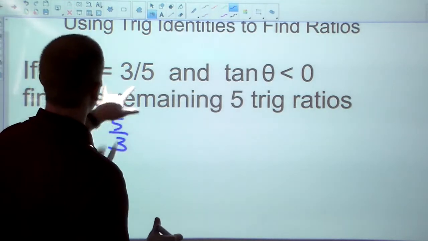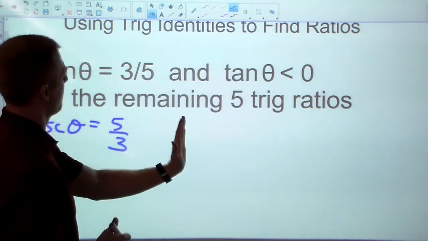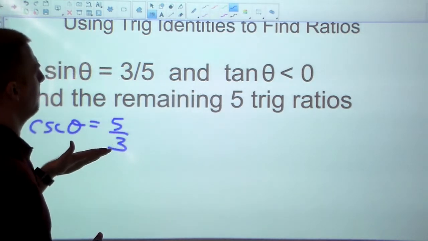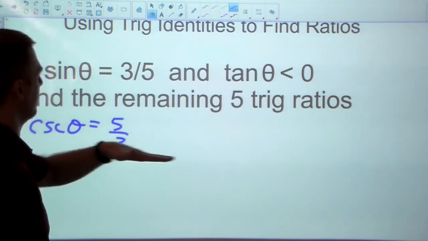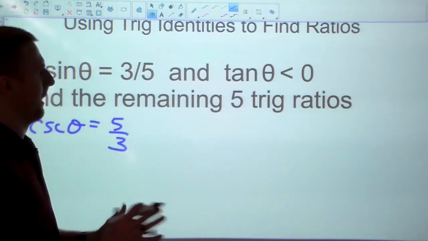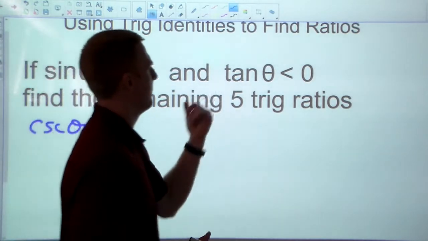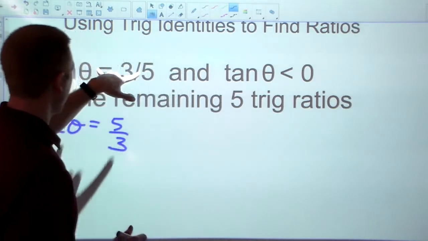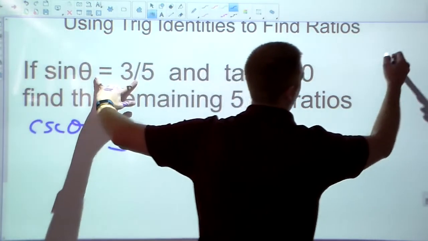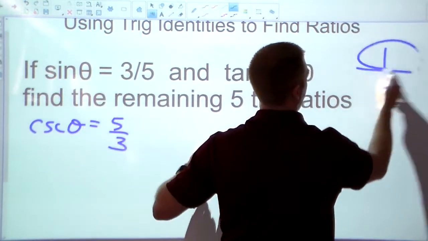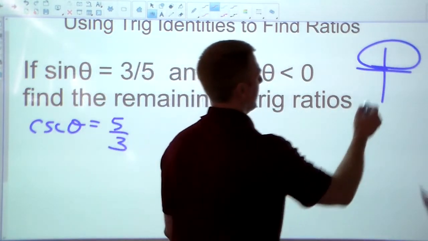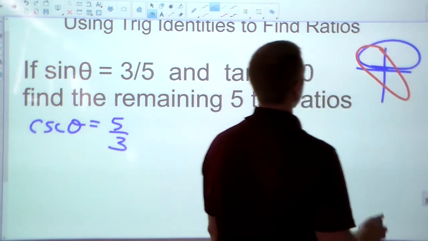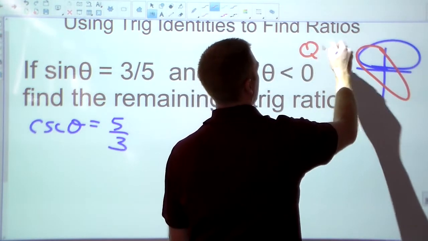So enough about that. We're going to get a triangle with an opposite side of 3, a hypotenuse of 5. And if you know where that's heading, that's going to give you a 4 for your adjacent side. But we can figure that out with the Pythagorean theorem. Tangent's got to be negative. So we've got a sine that's positive. Sine's positive in the first 2 quadrants. You've got a tangent that's negative. Tangent's negative in these 2 quadrants. So this has got to be quadrant 2.